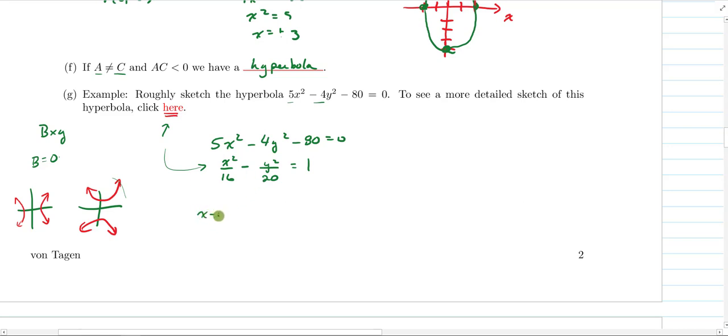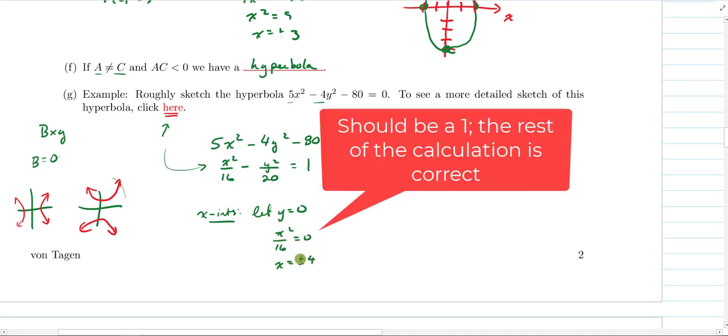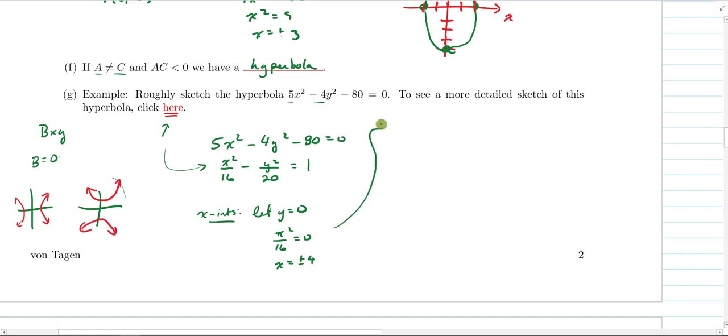To find the x-intercepts, we let y equal 0. If we do that, we would just have x squared over 16 equals 1, or we get x is equal to plus or minus 4. If we were to find y-intercepts, and this is what I mean by you could have determined this right off the bat, you would let x equal 0 and solve for y. That would be the equation negative y squared over 20 is equal to 1, that is, y squared equals negative 20, and there are no real solutions to this because of the negative sign there. And so there are no y-intercepts.